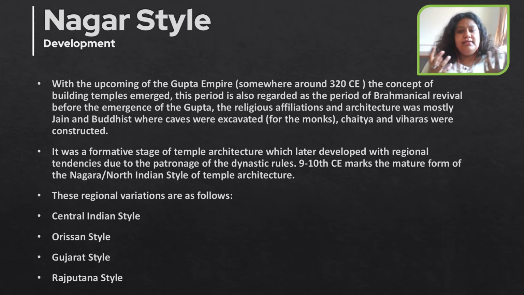Now, due to various regional affiliations and also the dynastic rules, because India has been ruled by many famous Hindu rulers and kings, there were regional variations. Four basic variations have been identified by the scholars. First is the Central Indian style, which developed in Madhya Pradesh. The second is the Odisha style of temple architecture, which was in the Odisha region, Eastern India. Then we have the Gujarat style in Western India, and then we have the Rajputana style, which was prevalent in the areas of Rajasthan.